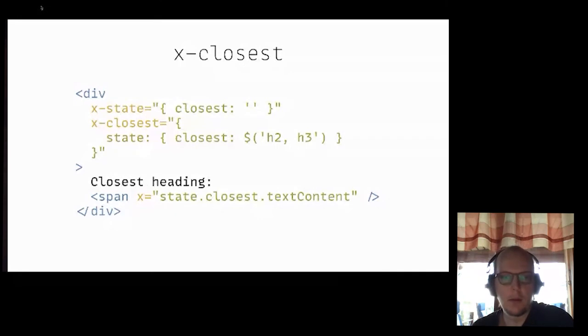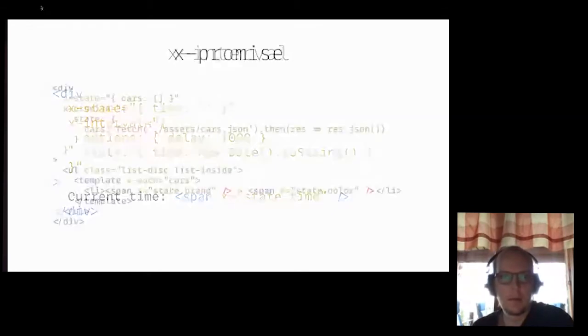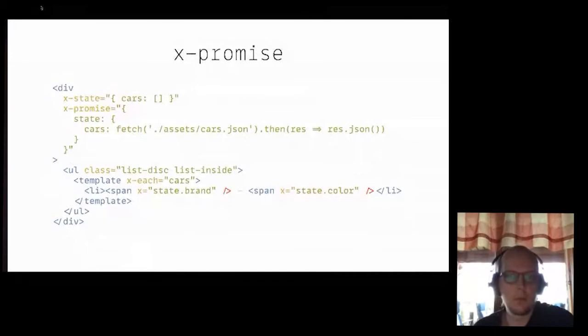Then another thing I did was x-intersect. So I know when I have intersection, because with this thing I can do lazy loading and so on. It's using an intersection observer inside, and then some timing options, x-interval. So again, I have something running that's triggering every once in a while, and then I get new data to X state, and then I can do queries.